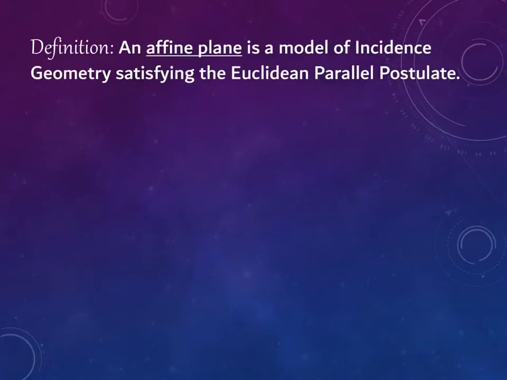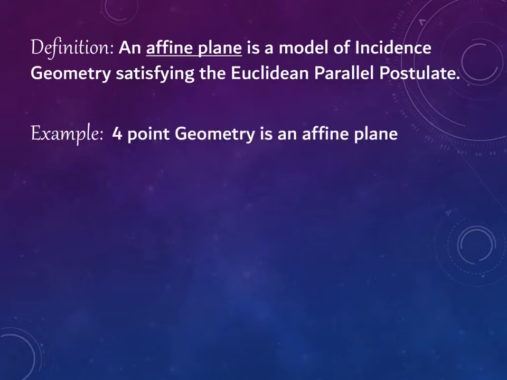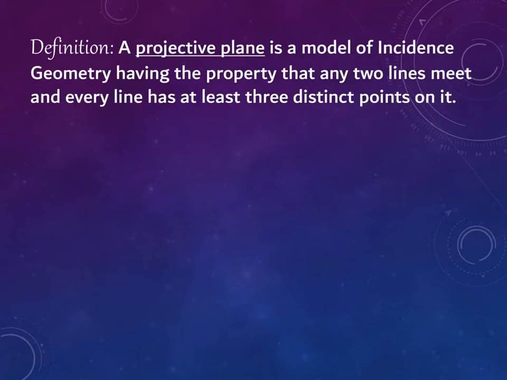I know they're in your notes, but an affine plane is a model of incidence geometry satisfying the Euclidean parallel postulate. So through every point that's not on a particular line, there's one and only one line parallel to the line in question. That's the Euclidean parallel postulate in a nutshell. And we've given some examples.